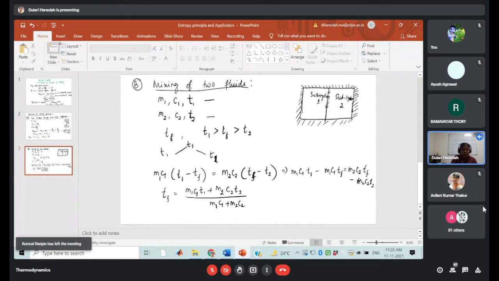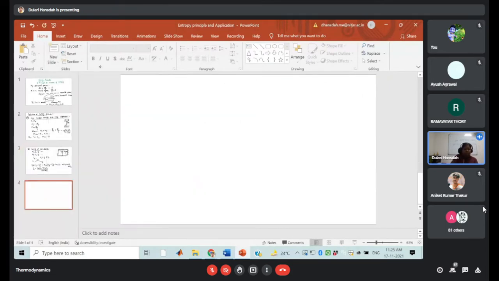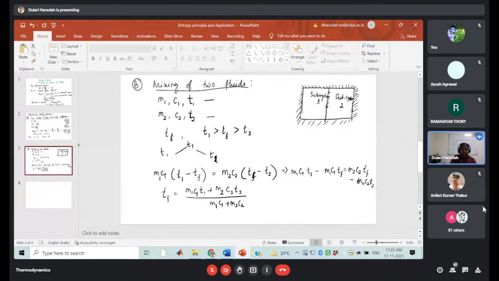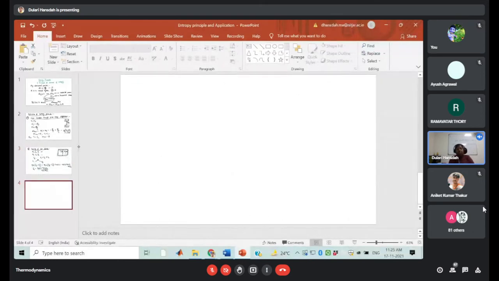Then we have to find out what will be the entropy change in the case of subsystem 1 and in the case of subsystem 2 after the mixing process. So that one I will write down. We will take the integration, though the mixing process is an irreversible process, to get our absolute value of entropy change, entropy transfer. So we have to integrate. For taking the integration, we have to assume that this is a reversible process.